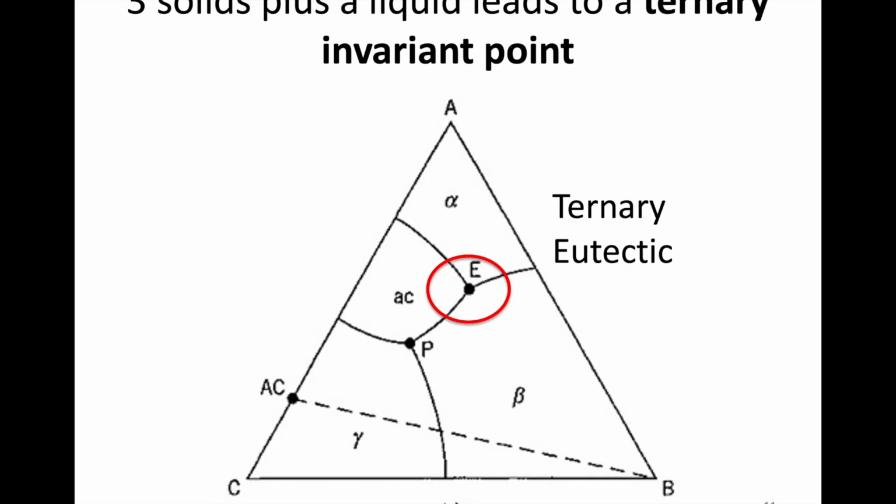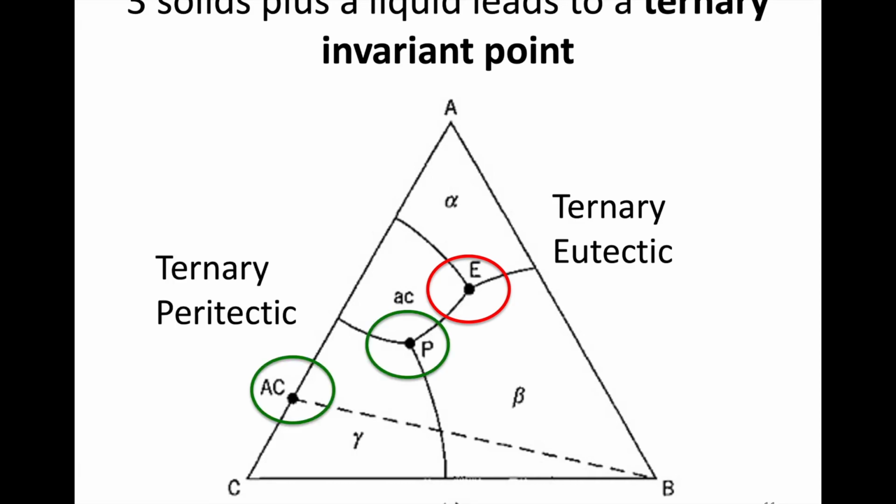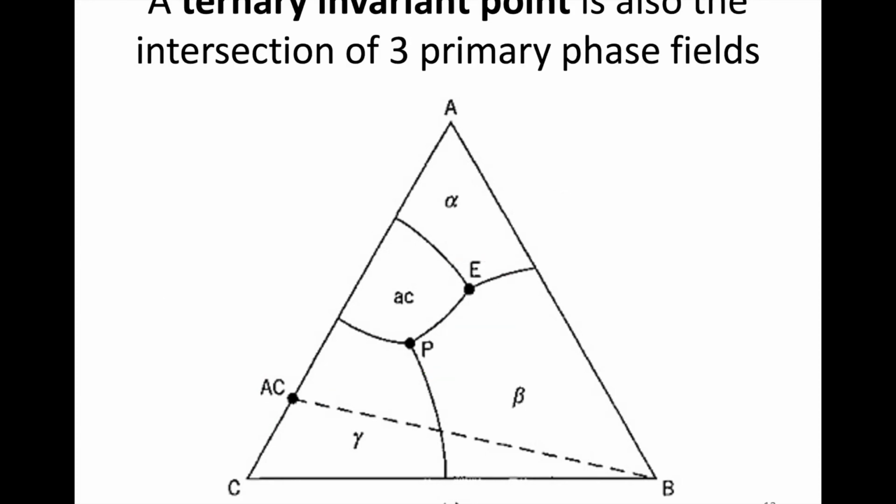So in this case, this is a ternary eutectic. You might have guessed it by the E. And this one is a ternary paratectic, based on the P. So this ternary invariant point is the intersection of these 3 primary phase fields, these 3 boundary curves.